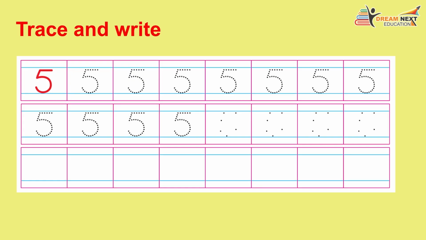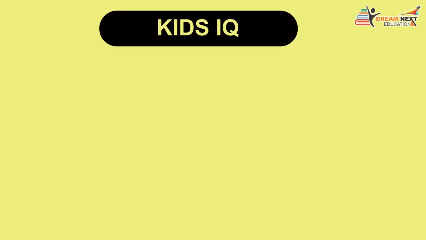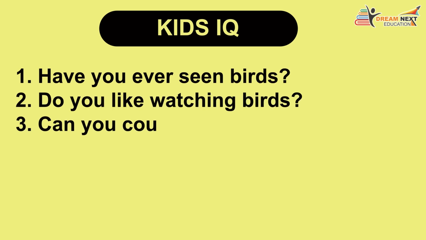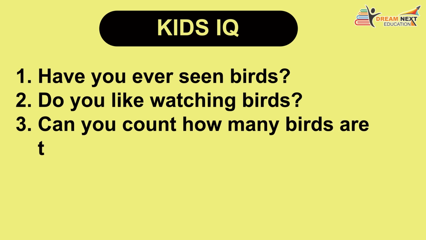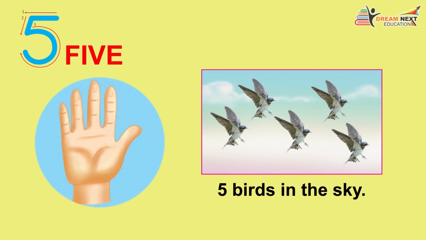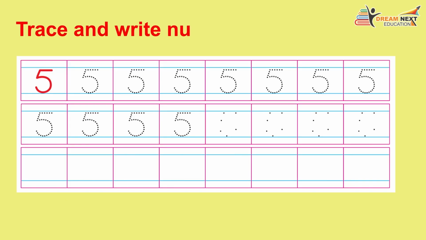Trace and write the number 5. Kids IQ. 1. Have you ever seen birds? 2. Do you like watching birds? 3. Can you count how many birds are there in the picture? 5. 5 birds in the sky. Trace and write the number 5.